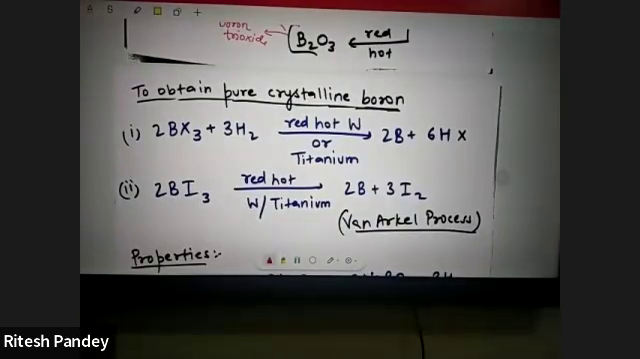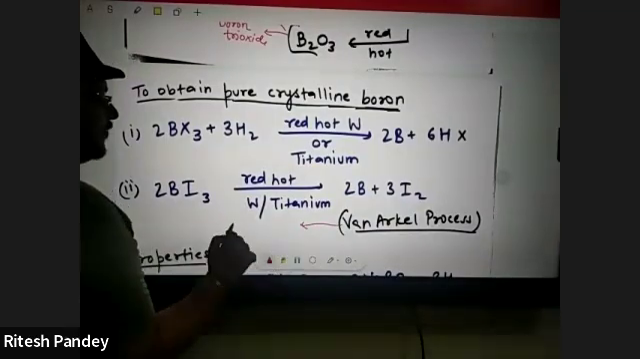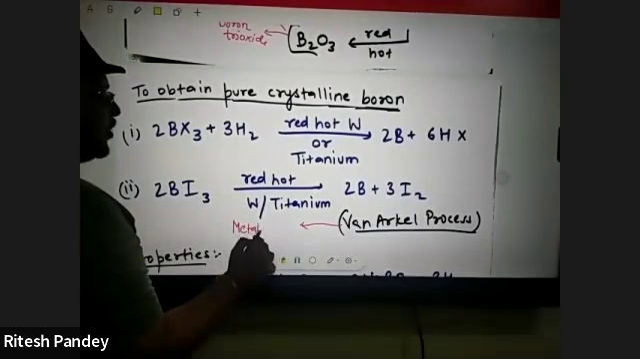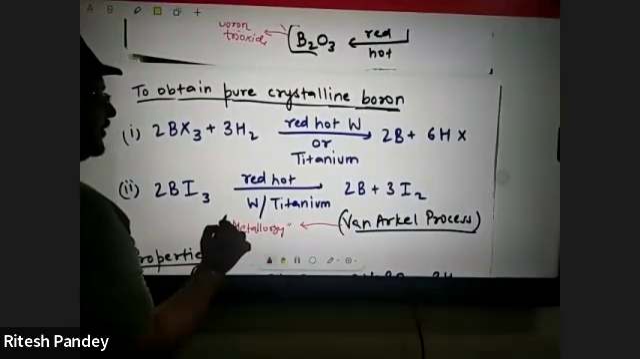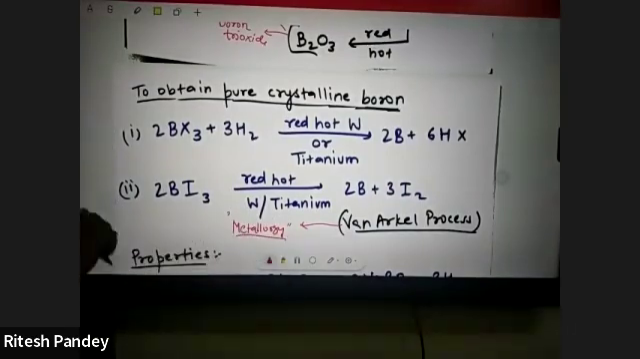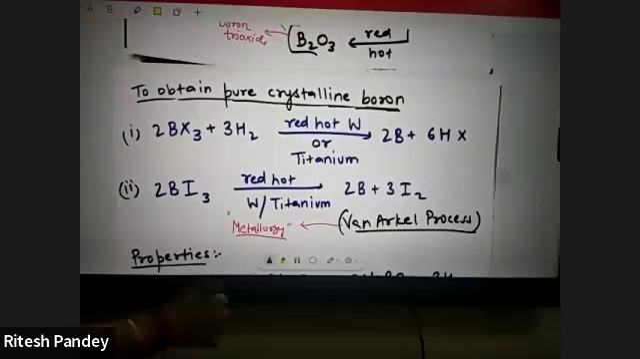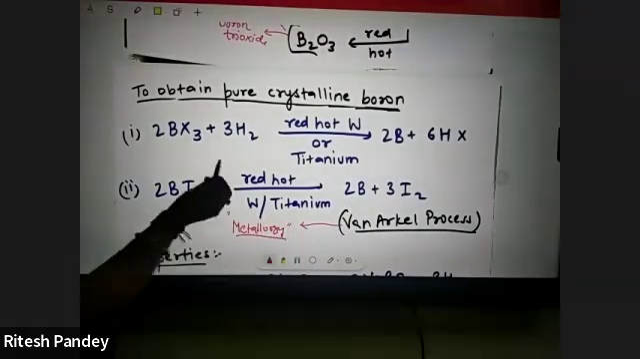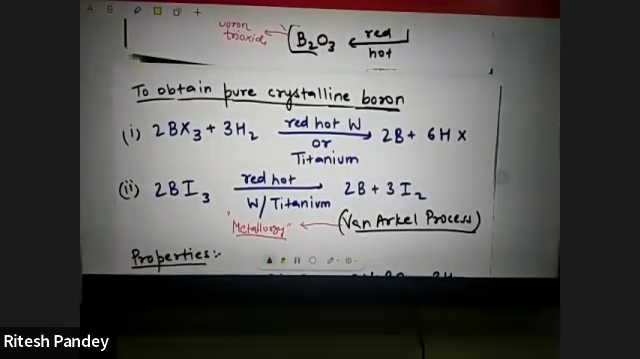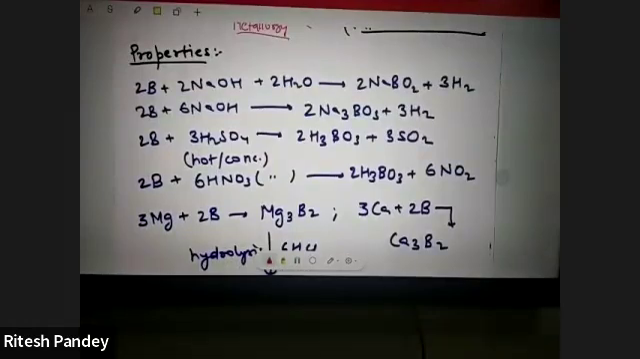Again, the Van Arkel process is something which I do talk of in metallurgy. Such an important topic which is unfortunately not there in the mains and the board syllabus right now. But the Van Arkel process is something which involves heating the iodide and getting boron. Boron halide on reduction gives you boron. It is the way to get pure boron. So a couple of methods again you still want to know.